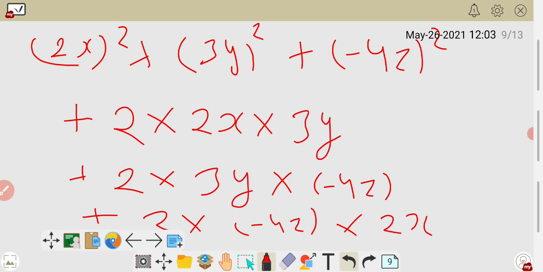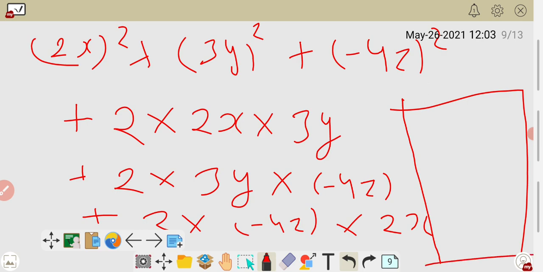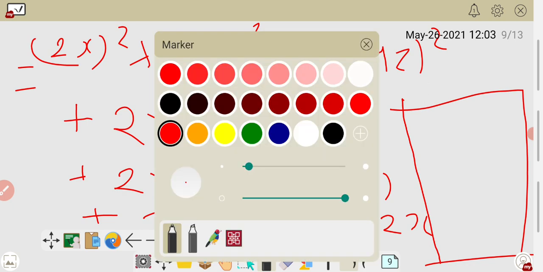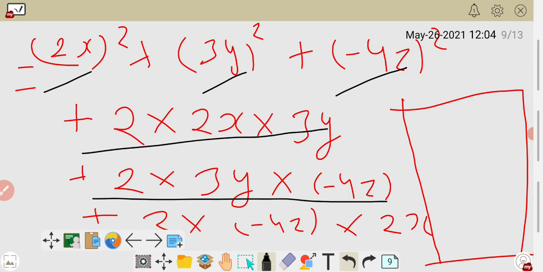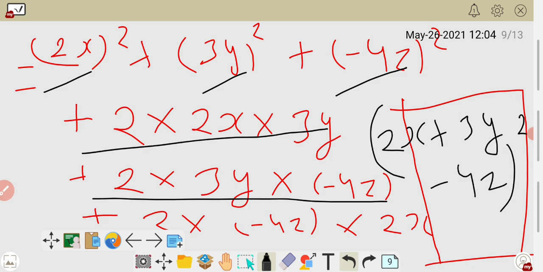So when you write a square plus b square plus c square plus 2ab plus 2bc plus 2ca, it is the formula of what? It is the formula of a plus b plus c whole square. So what is a here? a is 2x, b is 3y and c is minus 4z. So you write here the whole square. It is your final answer.